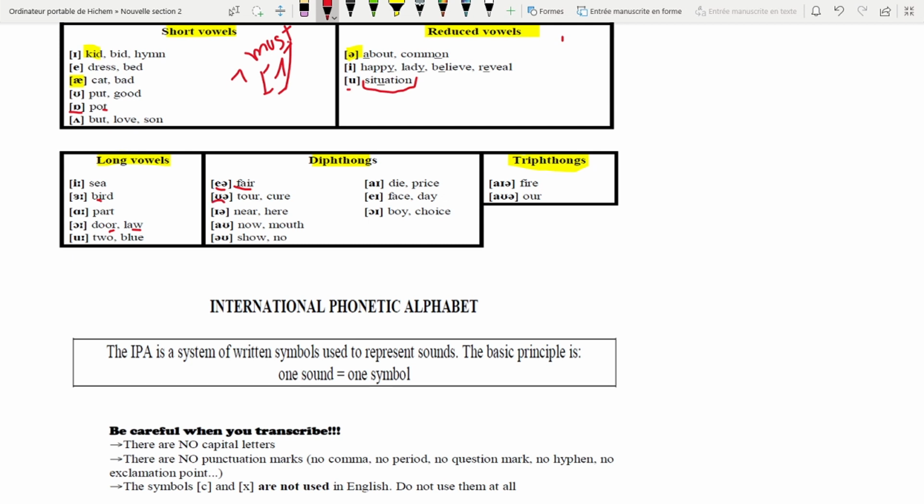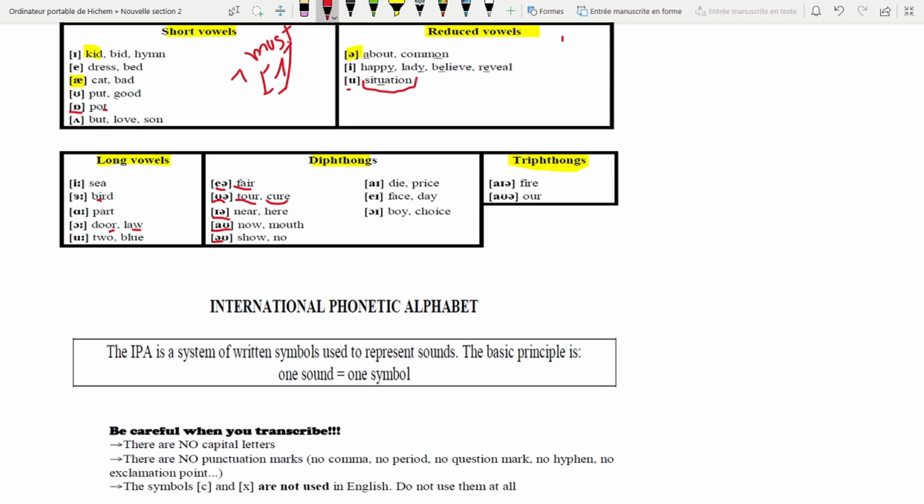And then we have ua, such as tour, right? Or cure, okay? The Americans again might pronounce the R. Then we have ear here, such as near or here. So the Americans will say near or here with an R, but the British will say it without. Then we have ow, such as now or mouth. It's quite easy. Then we have o, the last one here, such as show and no.